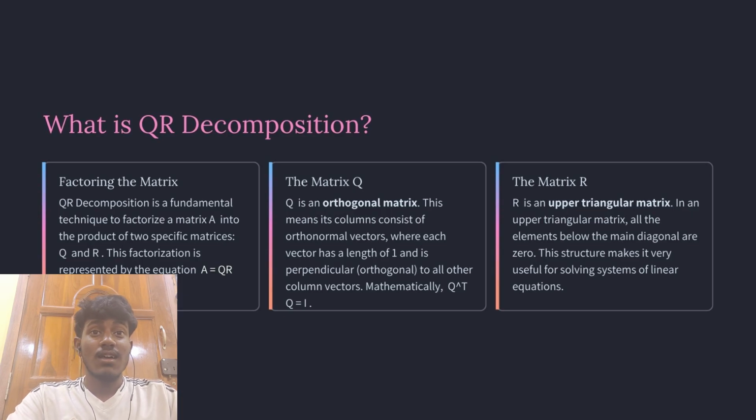What is matrix R? R is an upper triangular matrix. In an upper triangular matrix, all elements below the main diagonal are 0. This structure makes it very useful for solving systems of linear equations.